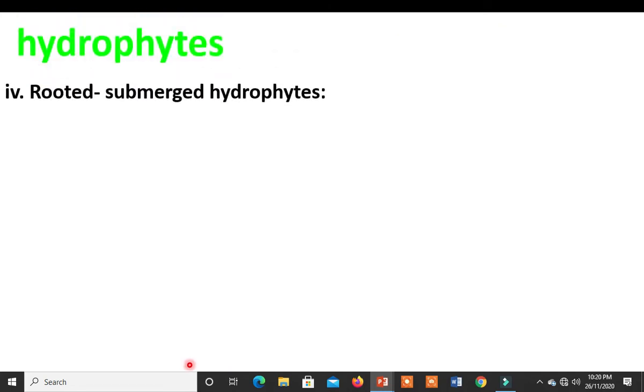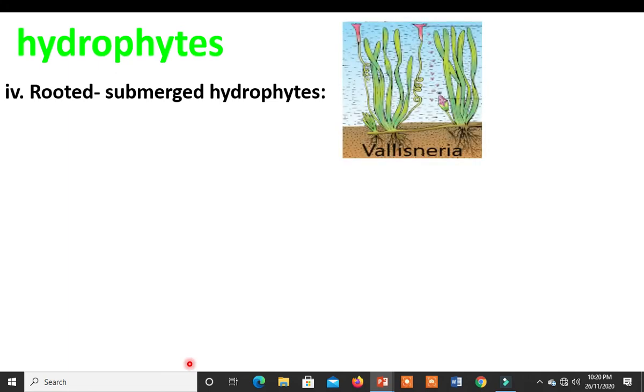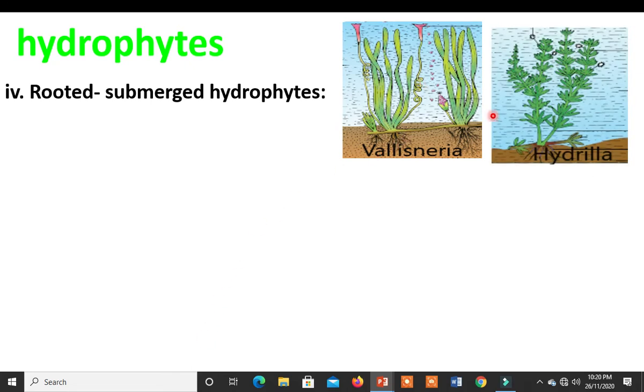Rooted submerged hydrophytes. The plants remain inside the water, but the roots have contact with the soil. Examples: Vallisneria and Hydrilla. They are submerged but rooted.